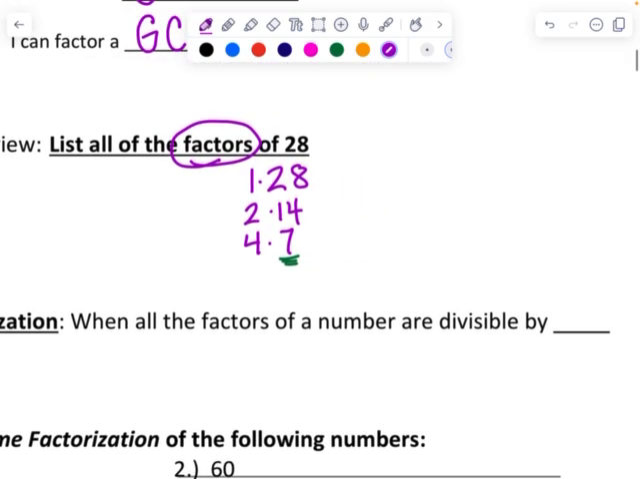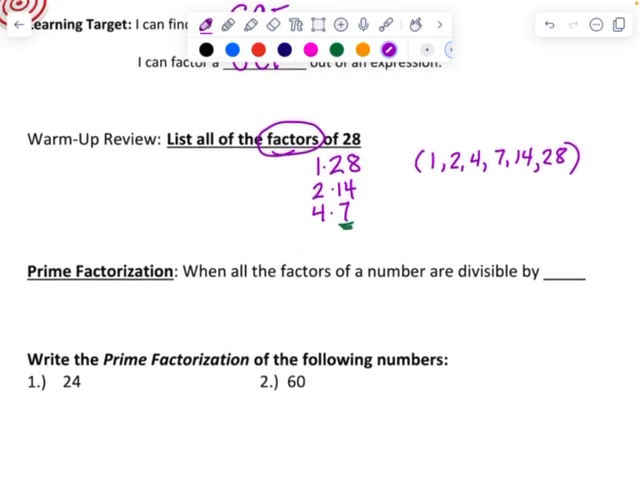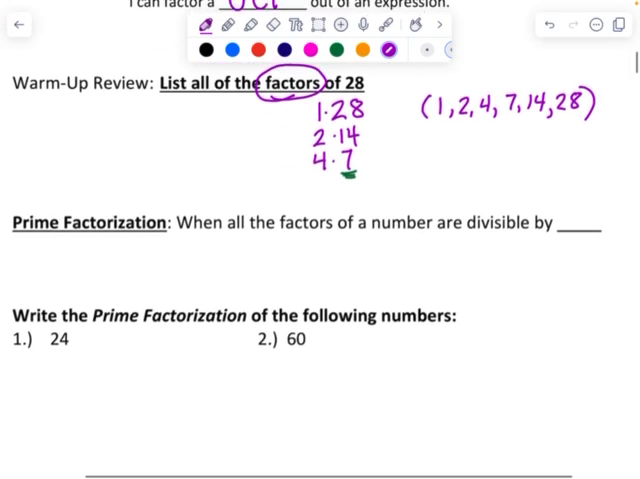I wrote them as factor pairs, which we will be doing, but some of you may have seen factors written in a set of parentheses in order from least to greatest. Okay? All right, so now let's talk about prime factorization.